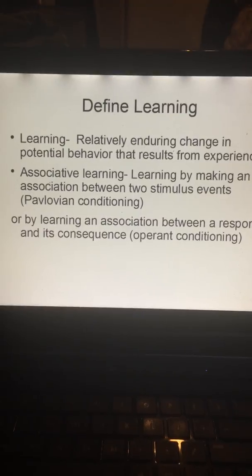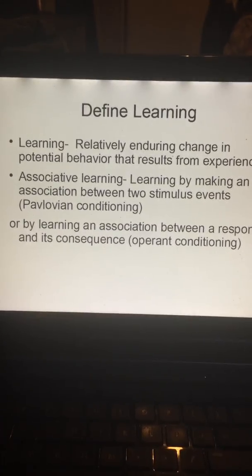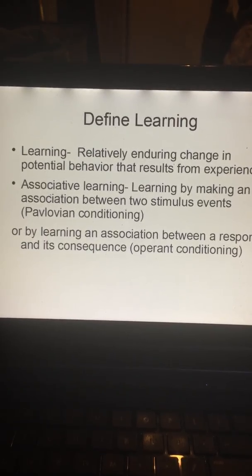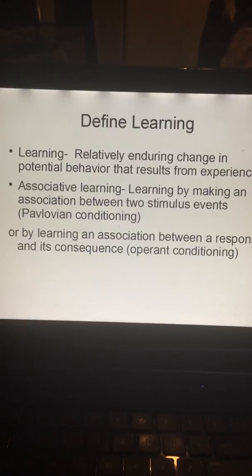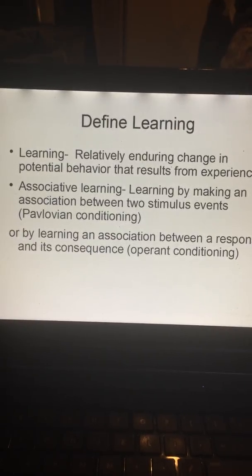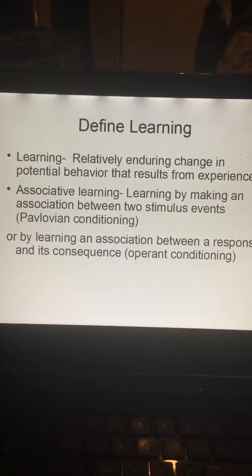Remember, a lot of the stuff in this chapter is based on early behaviorist knowledge. Behaviorists believed that behavior is the only way to report any sort of change in a person. The only thing that matters is behavior and environment. Then we have associative learning. This is when we have Pavlovian or operant conditioning.